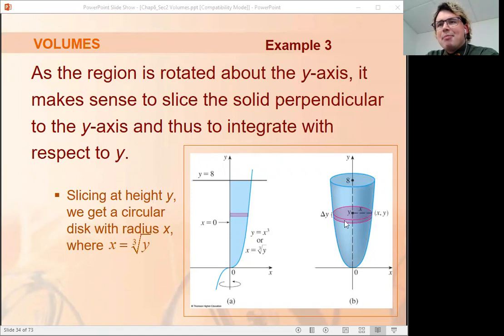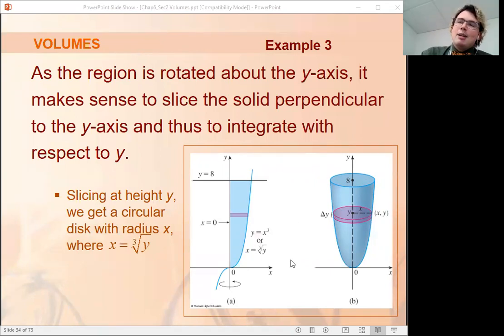Instead, we can slice up the y-axis, right? And I have this nice circle here. I'll need to calculate its area function, but I know that my slices will have a width of delta y. Here we're saying that the radius should be the x-coordinate of my blue curve. And if y equals x cubed, then x equals the cube root of y. Well, that tells me about everything I need to know for this problem.